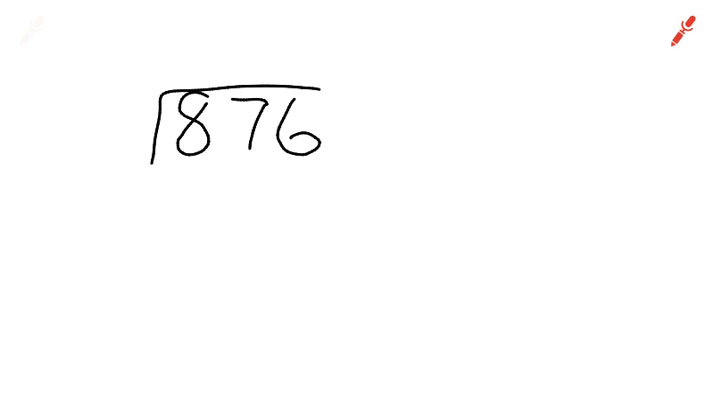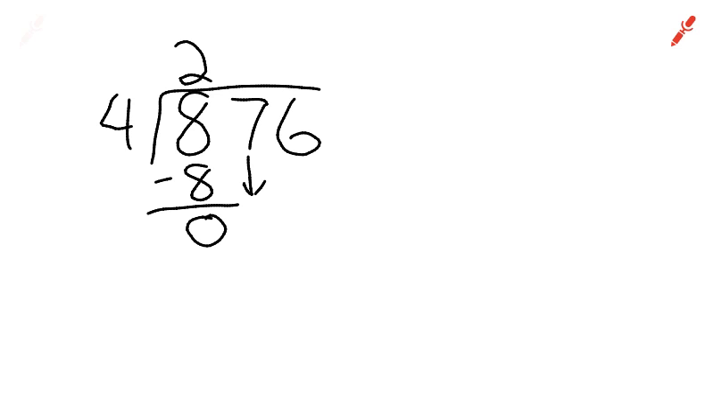3A, we're told to divide and check. Our number is 876 divided by 4. Does 4 go into 8? Yes. 4 goes into 8 2 times. Let's write our 2 up there. 4 times 2 gives us 8. Subtract. We get 0. We bring down our 7.